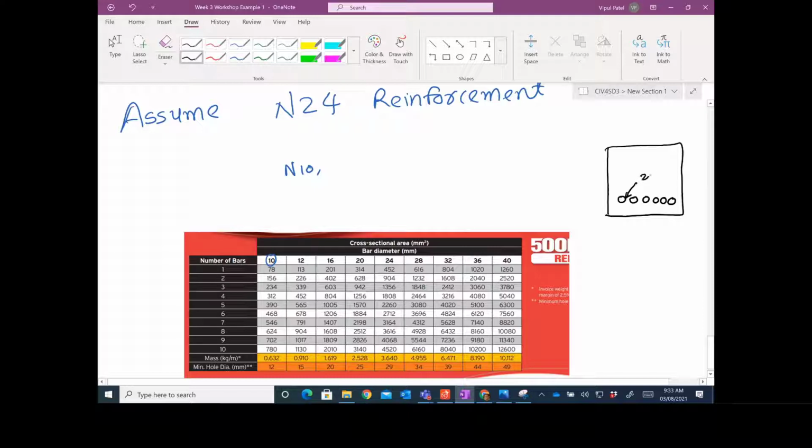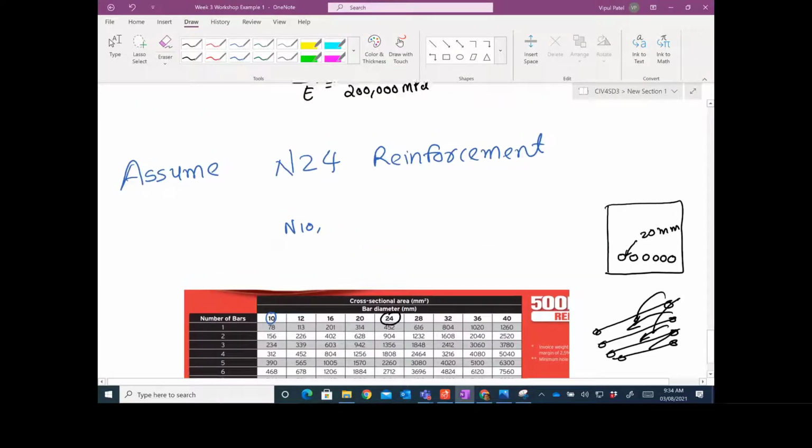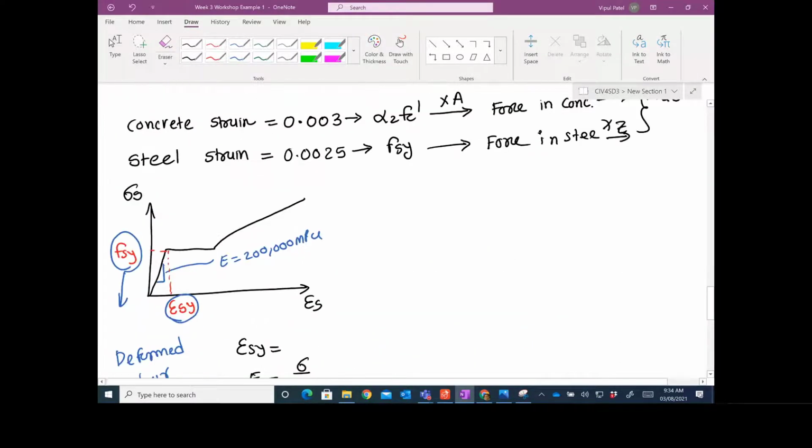If you take a normal aggregate size of 20 millimeters, those aggregates should pass through this reinforcement, right? Remember, these are the Rio, sitting like this. When you put the concrete, it should pass through this space. Therefore, normally we go for 24 millimeters for the beams. That's the reason we make the assumption N equal to 24.